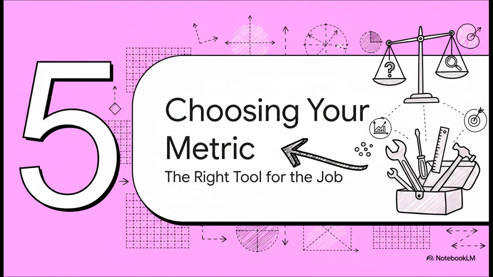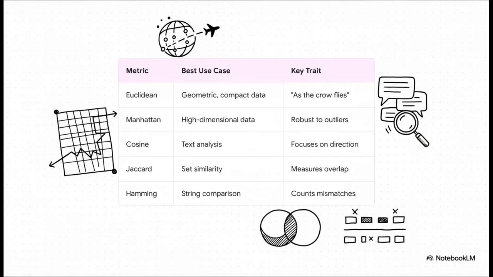Okay, so we've laid out the entire toolkit. We've got our rulers, our compasses, our specialized gauges. But being a master craftsman isn't just about having the tools. It's about knowing exactly which one to pull out for the job. So let's talk about how you choose your metric wisely. Think of this as your quick reference guide, your cheat sheet.